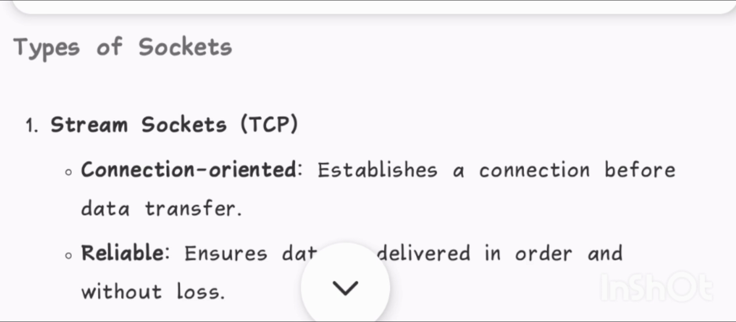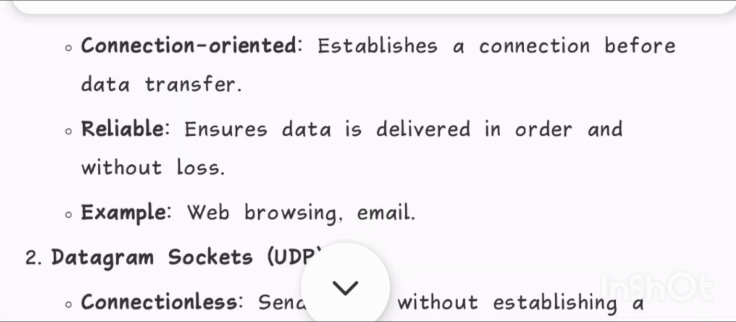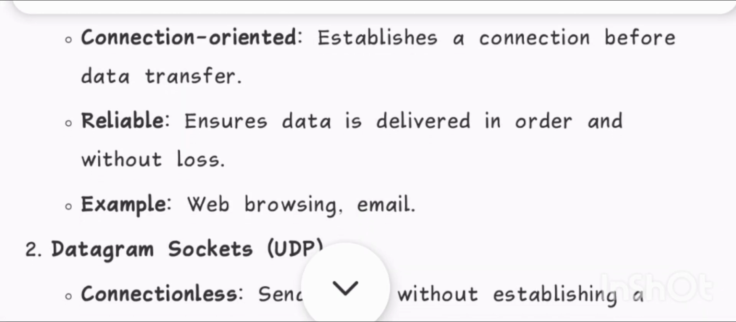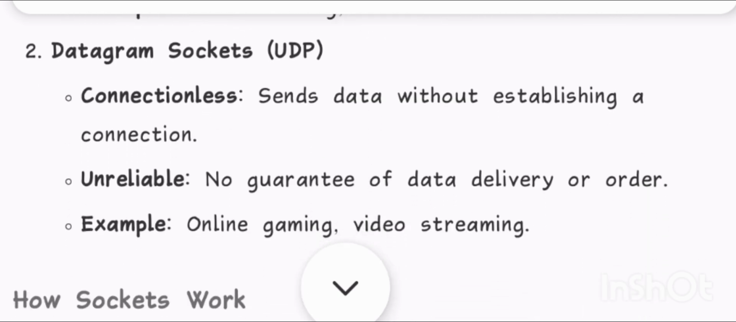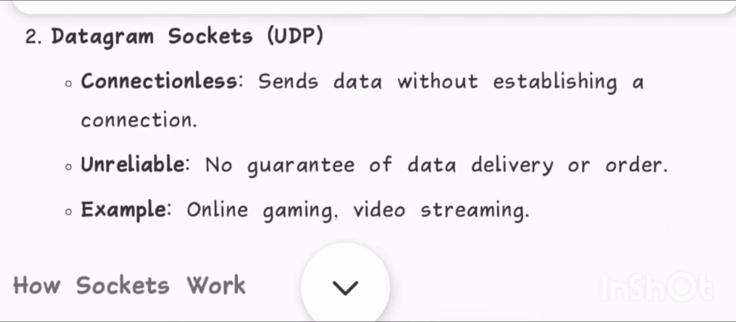Types of sockets. One, stream sockets, TCP: connection oriented, establishes a connection before data transfer. Reliable, ensures data is delivered in order and without loss. Example: web browsing, email. Two, datagram sockets, UDP: connectionless, sends data without establishing a connection. Unreliable, no guarantee of data delivery or order. Example: online gaming, video streaming.